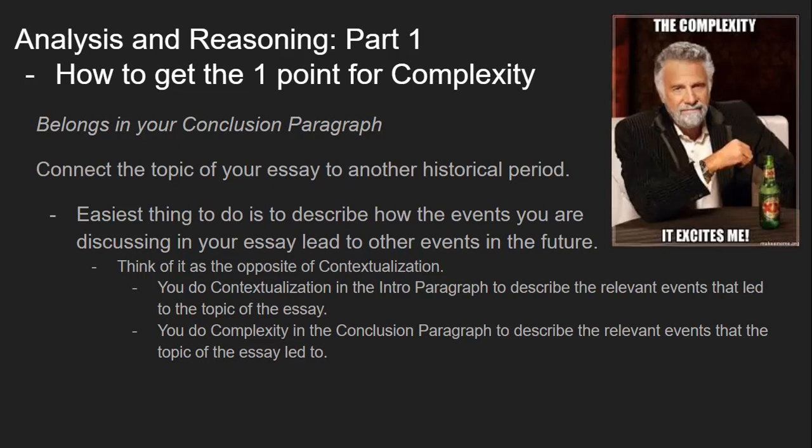many, many people get 5s on the exam with a 6 out of 7 on the DBQ. In other words, you can get a 6 out of 7 on the DBQ and still get a 5. In fact, many people do, because 98% of people don't get that 7th point, right? So complexity is the one you need to worry about the least, because it's the one you're least likely to get. And so we're going to put this in our conclusion paragraph for two reasons.